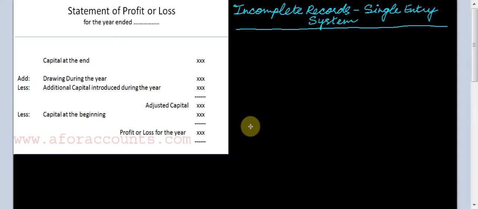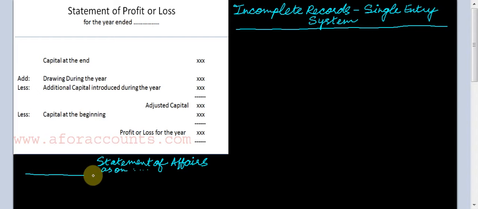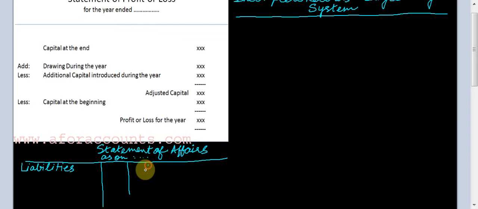So let's start. Two things need to be prepared. One is statement of affairs. Statement of affairs as on so and so date. And this side we have liabilities. And this side we have assets.